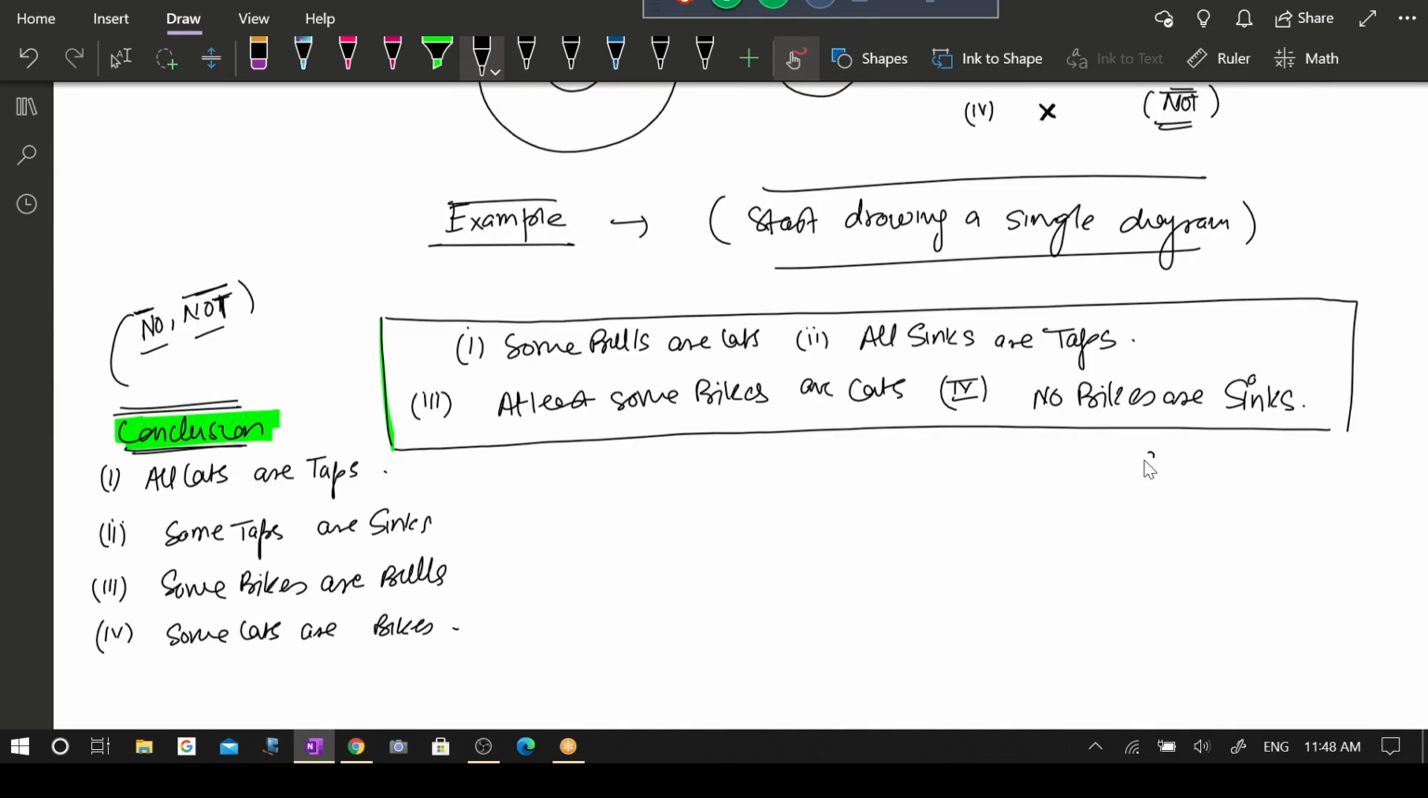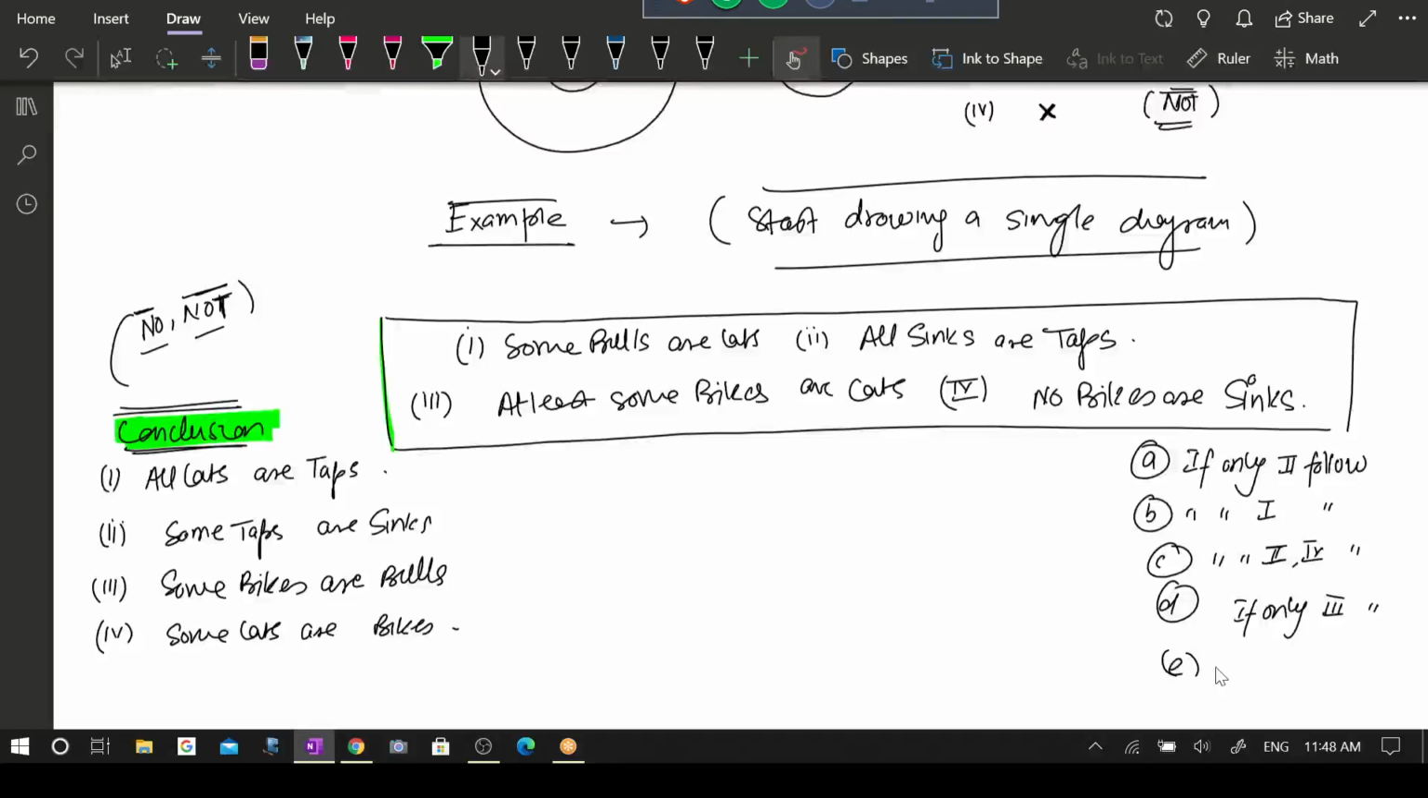So then, you know, option A, if only 2 follows. Option B, if only 1 follows. Option C, if only 2 and 4 follow. Option D, if only 3 follows. And option E, none of these follow. First give me a diagram and try giving me an answer.